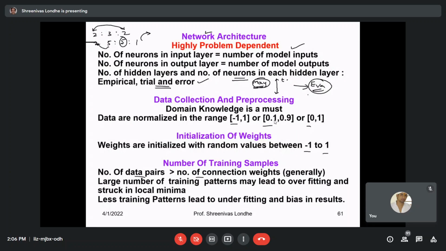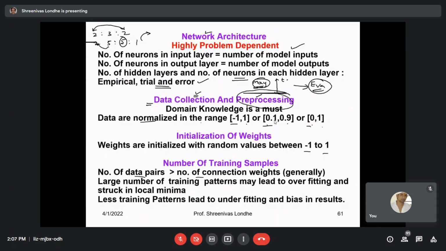Adequate means actually sufficient number of data packets should be there, or data sets should be there. So data collection should be taken care of, and pre-processing should be done. We have not discussed this pre-processing or normalization here, but in depth, whenever you will learn this particular NN course, you will learn the pre-processing processes also. But the domain knowledge is must to know about or to go with the data collection. Data are normalized in the range of -1 to 1, 0.1 to 0.9, and 0 to 1. I will not go in detail with this pre-processing.